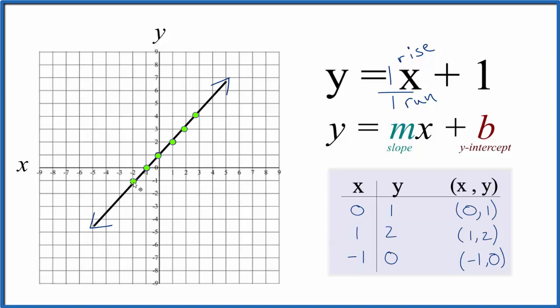And you can see that all of these points, they're on our line, the line y equals x plus 1. So we know we did this part correctly. And this is the graph for the linear equation y equals x plus 1.